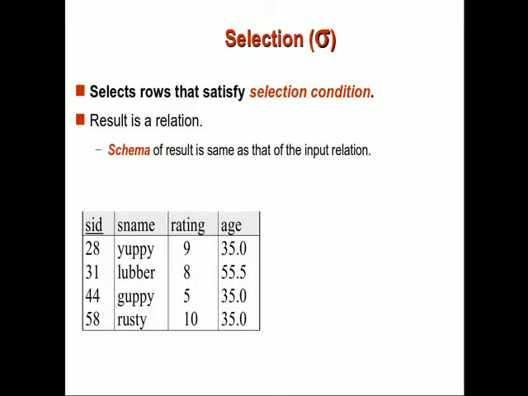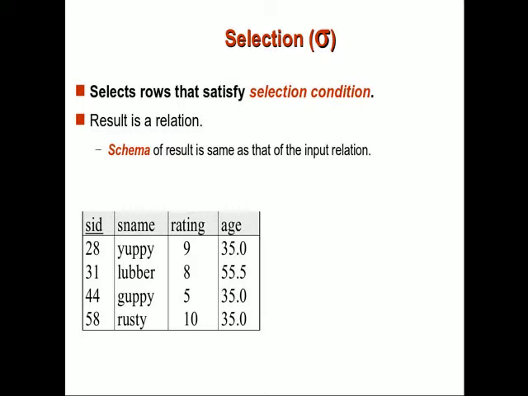Now we'll look at the second relational algebra operator, which is the selection operator. This operator allows us to select rows that satisfy a particular selection condition, and the result of performing this operation is also a relation, and the schema of the result is the same as that of the input relation.